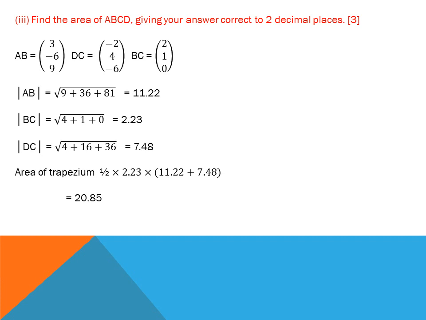The formula of magnitude is the square root of x square plus y square plus z square, the squares of the three coordinates. Hence the area is 20.85.